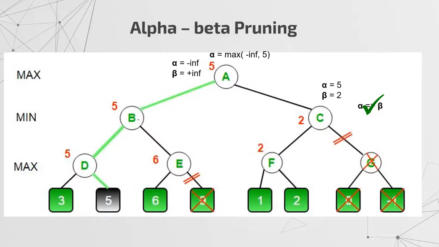C now returns a value of 2 to A. Therefore, the best value at A is the maximum of 5 and 2, which is 5. So, hence the optimal value that the maximizer can get is 5.